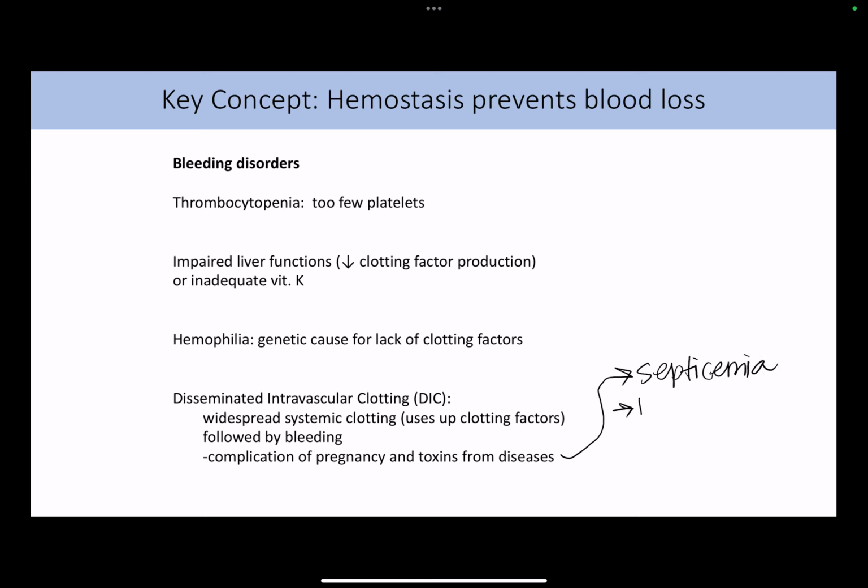Or if you were to have received a bad blood transfusion, that can also cause DIC. So once DIC occurs, it's really hard to help that person survive because, again, they are forming clots all around the body, using up all their available clotting factors, and then they bleed out because they don't have any clotting factors to take care of the damage.